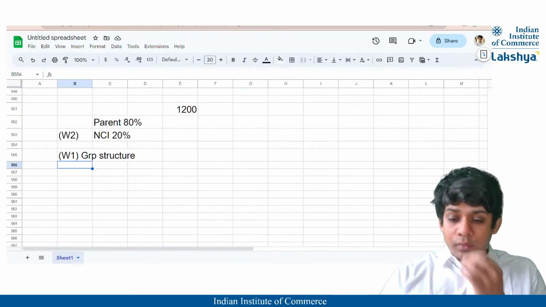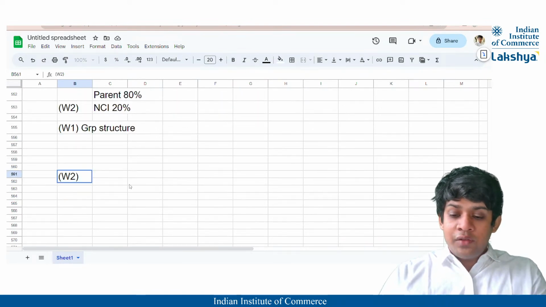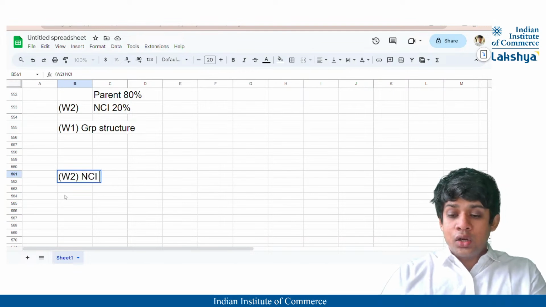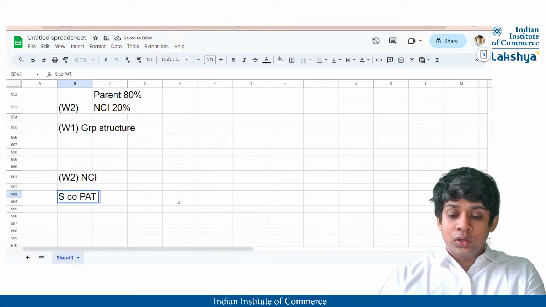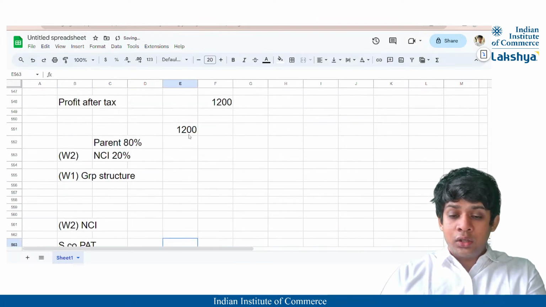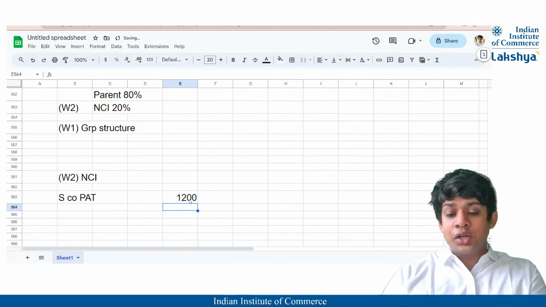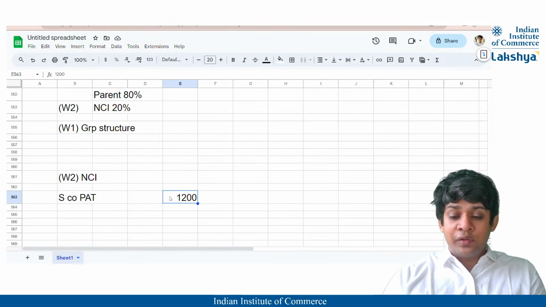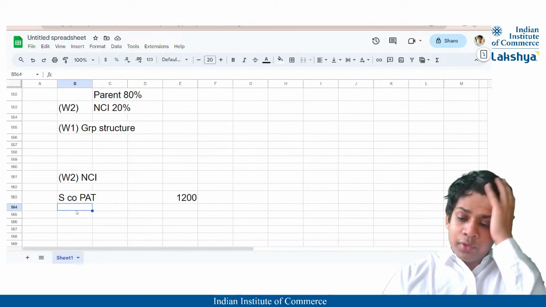So guys, what we'll do in working note 2, I'll explain to you. We will have our NCI calculation, so we will take the subsidiary company's profit after tax. As I have stated earlier, the profit of the subsidiary company is 1200. Now, the whole does not belong to NCI. If 80% of the company is acquired, 20% belongs to NCI. So I'm not taking 20% of each item. I will first make the adjustments, and then whatever is the remaining amount, directly I'll take 20%.